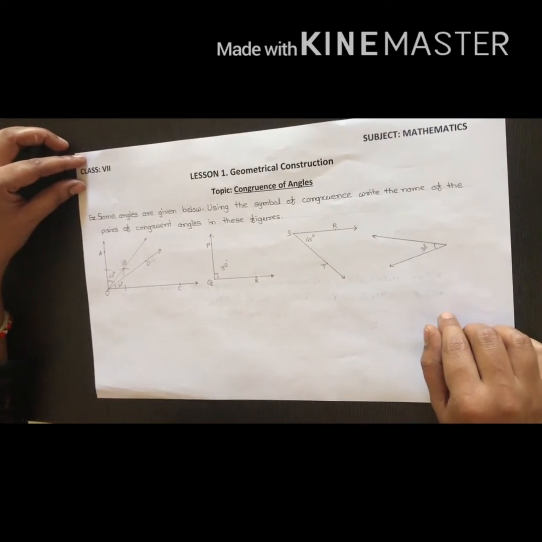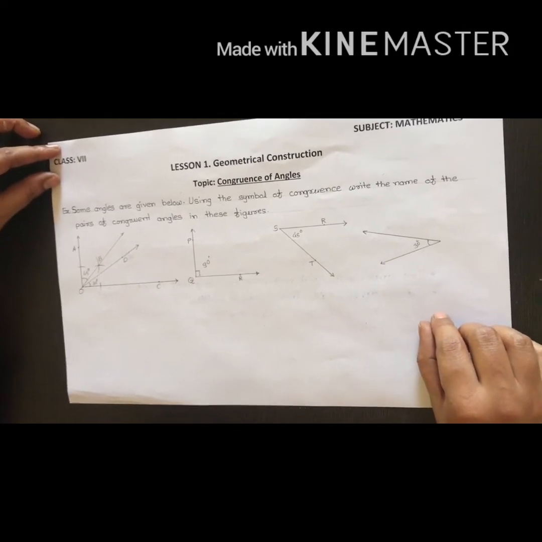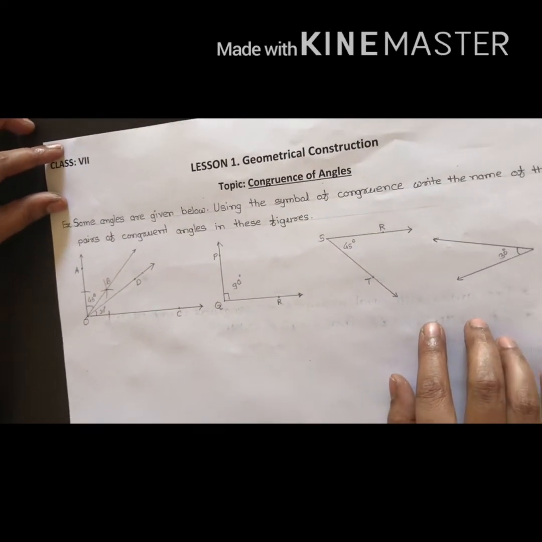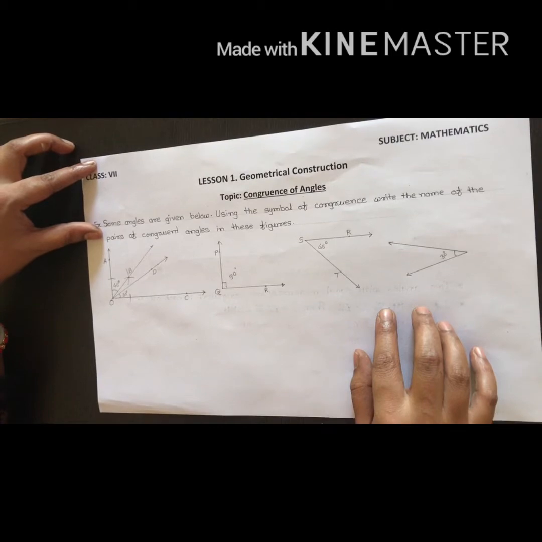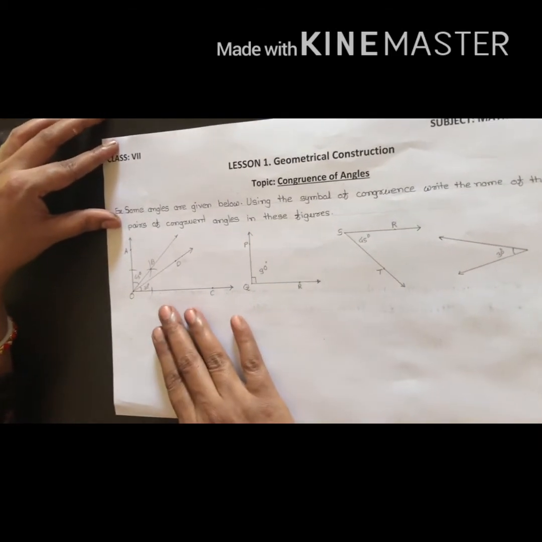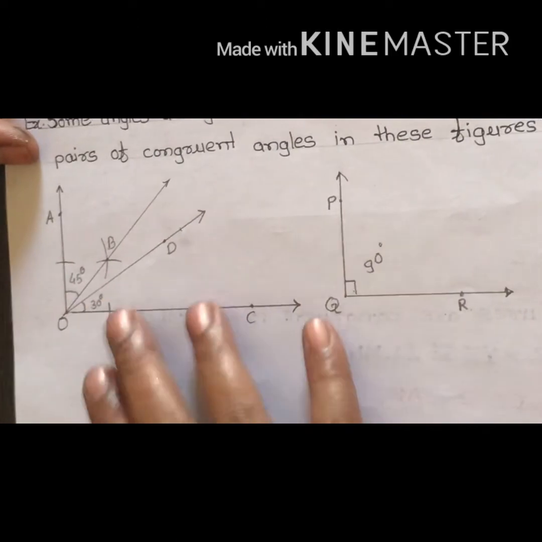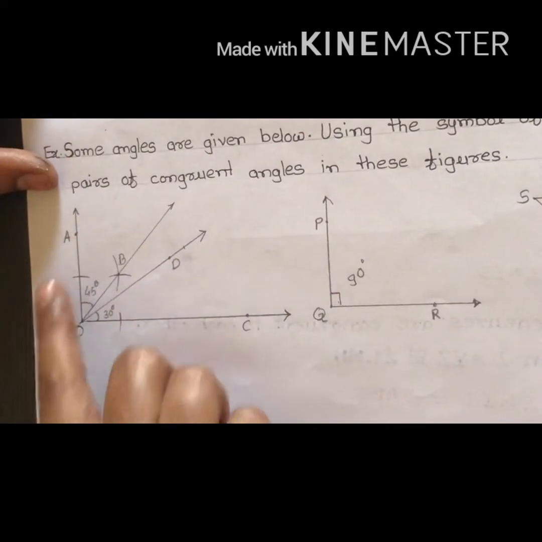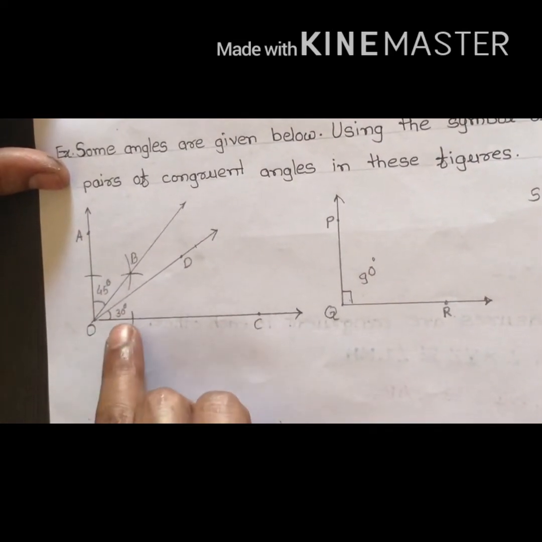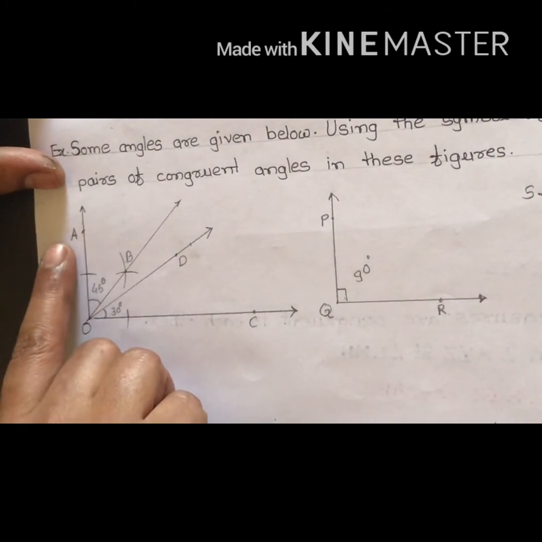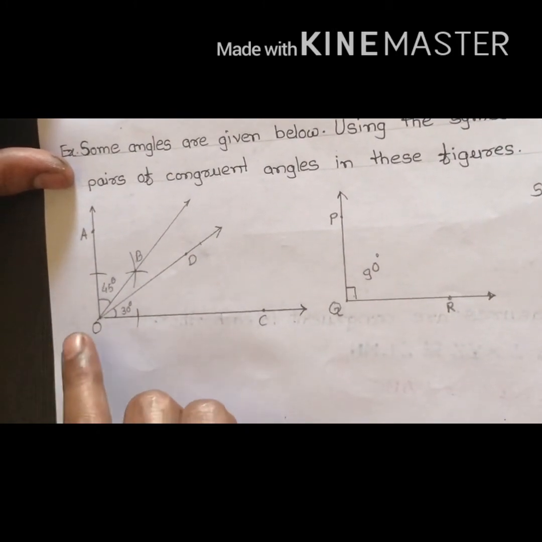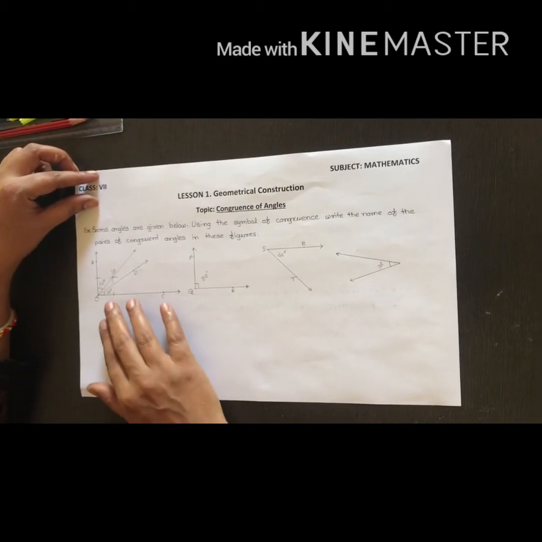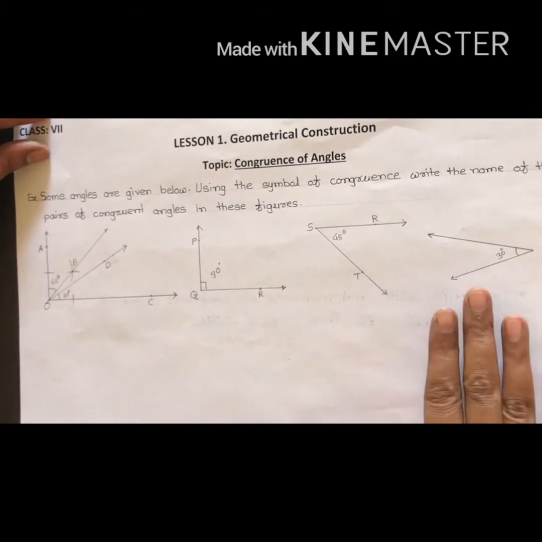To understand the congruence of angles, let us take some examples. Here is one example. Some angles are given below. Using the symbols of congruence, write the name of the pair of congruent angles in these figures. Now observe the first angle, angle AOC. It is divided into some angles. Angle AOB is 45 degrees. Angle DOC is 30 degrees. And angle AOC is 90 degrees. Now we have to compare the parts of this angle with these three angles.